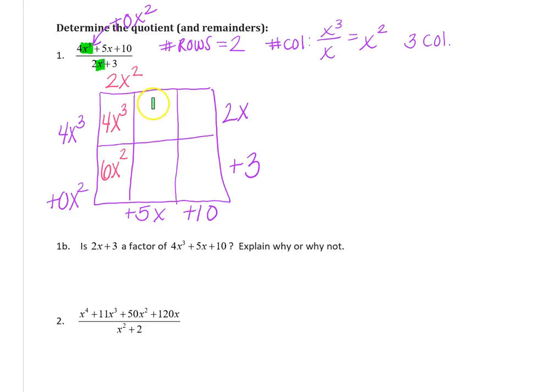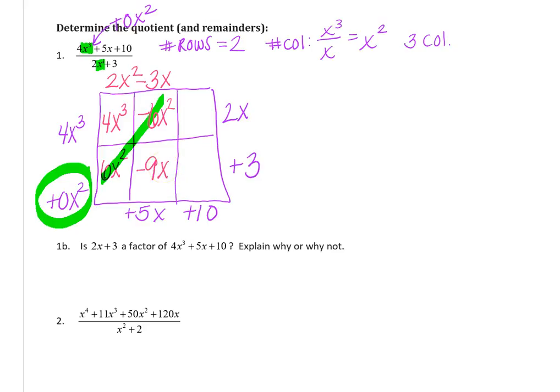Now, these two boxes need to sum together to give you a 0x squared. So what has to go here so that when you add it to 6x squared, you get 0x squared? That has to be a negative 6x squared. Then the process starts over. 2x times what will give you a negative 6x squared? Must be a negative 3x. Then negative 3x times 3 will give you a negative 9x.